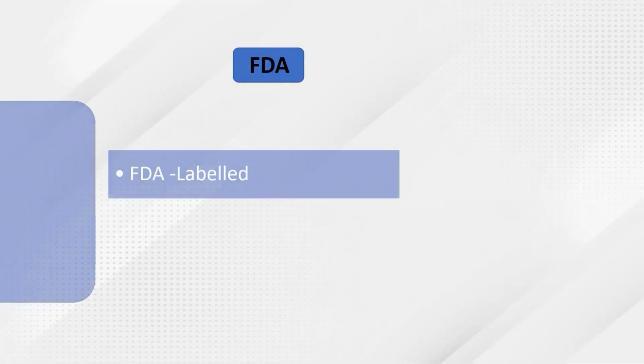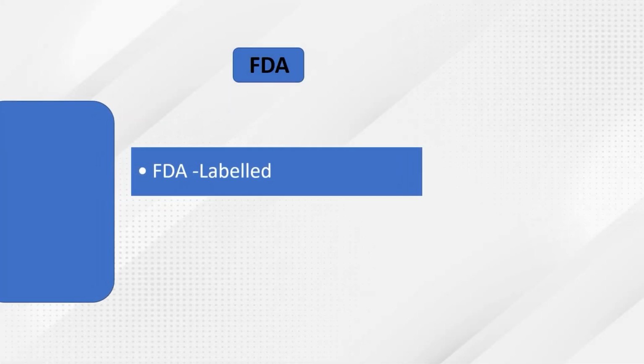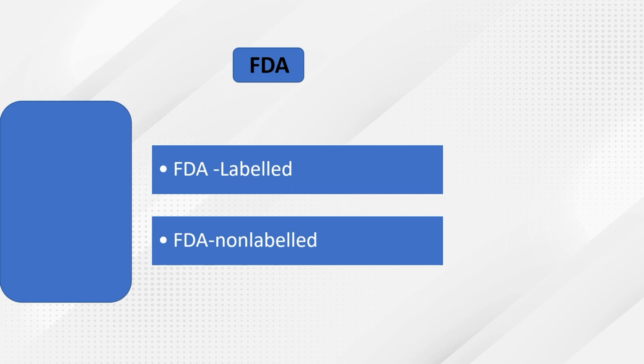There are two types of drug indications: FDA labeled and FDA non-labeled. The FDA labeled indications for capsaicin are arthritis and musculoskeletal pain. The FDA non-labeled indications are neuropathy, post-operative complications, post-therapeutic neuralgia, post-operative nausea and vomiting, and psoriasis.